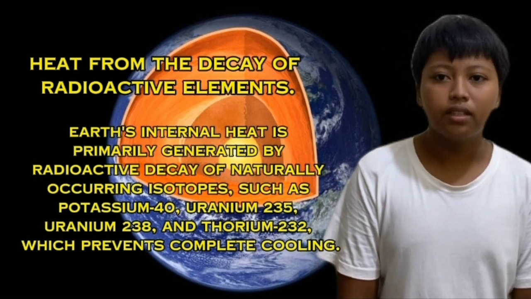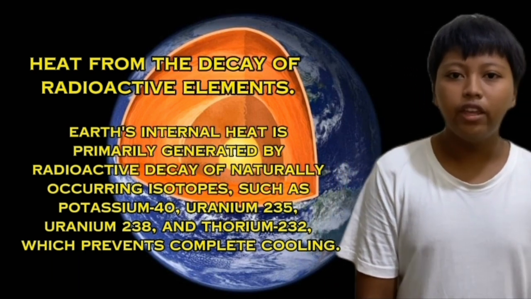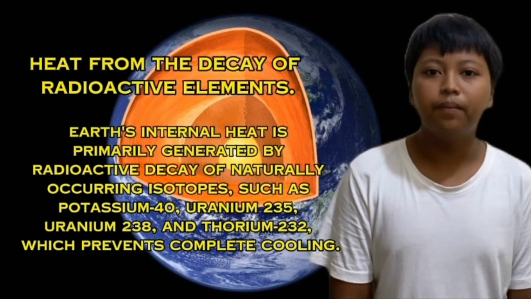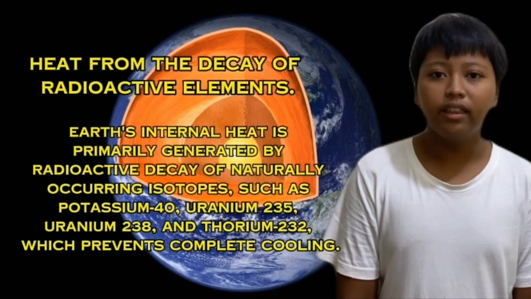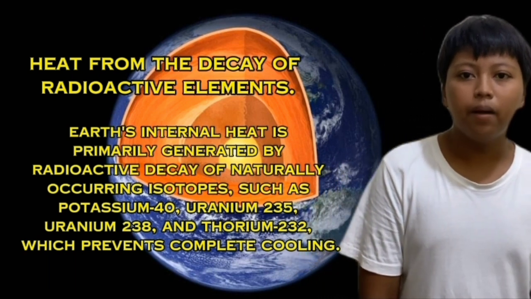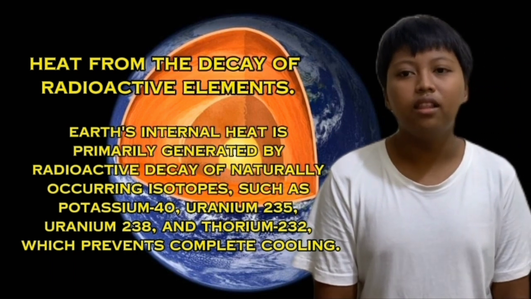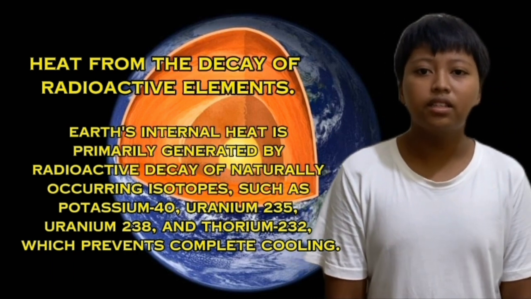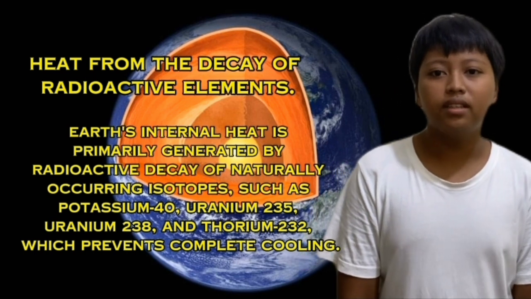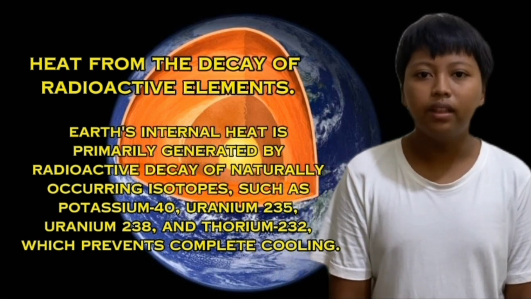Some of the isotopes are potassium-40, uranium-235, uranium-238, and thorium-232. There are other radioactive isotopes that are also present in the Earth. However, they play a minor role in the production of heat due to their small abundance and low heat capacity. This process of radioactive decay, which emits heat energy as one of the products, prevents the Earth from completely cooling.